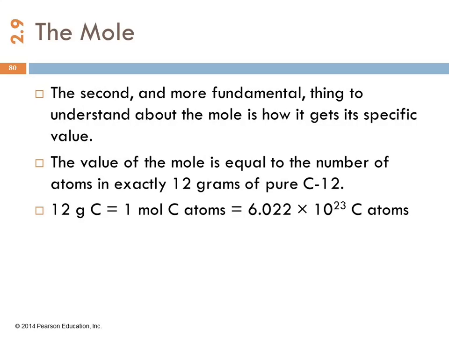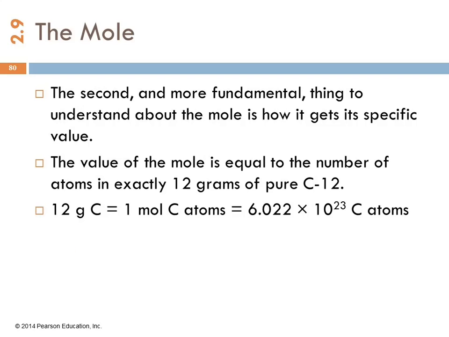So the second thing we need to understand about the mole is how it gets its specific value. And this again relates to the whole carbon 12 and 12 grams thing. So a mole is a unit that we made up because we made up all the units, right? An inch is made up too. We make them up to be convenient. A mole is defined as the number of carbon atoms in exactly 12 grams of carbon 12.